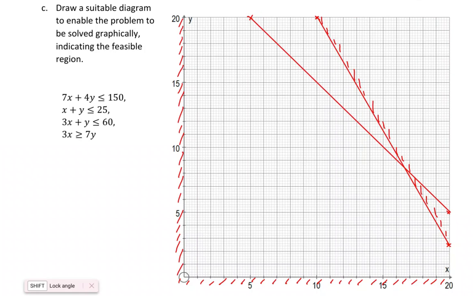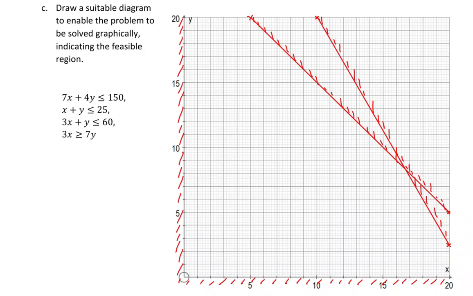Oh, didn't draw that very well, did I? Let's draw that one more time. Okay, that'll do. Right, and which region is it? Well, 0 plus 0 is less than or equal to 25, so that's in the feasible region. So I'll shade the region I don't want. Okay.